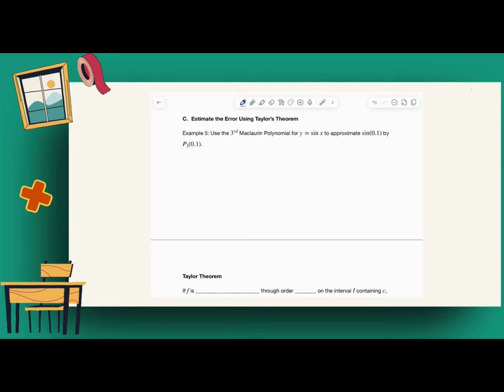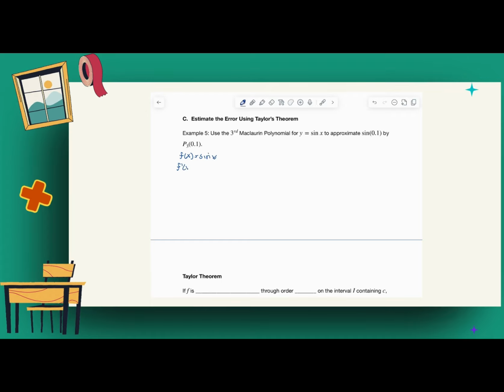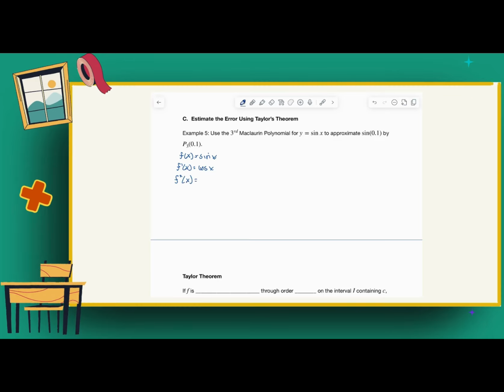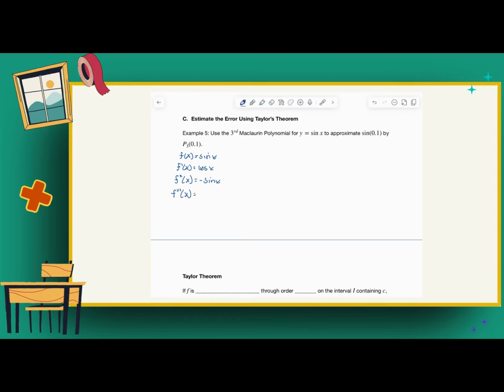Your turn. Pause the video and try working on example number 5. Example 5. Use the third Maclaurin polynomial for y equals sine of x to approximate sine of 0.1. Okay, so I need to find the first three derivatives of sine of x. The derivative of sine of x is cosine of x. The derivative of cosine of x is negative sine of x. And the derivative of negative sine of x is negative cosine of x.